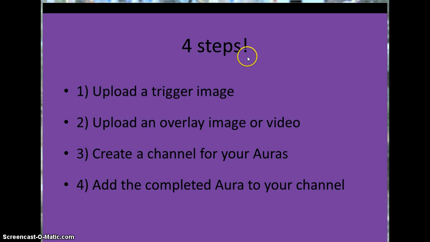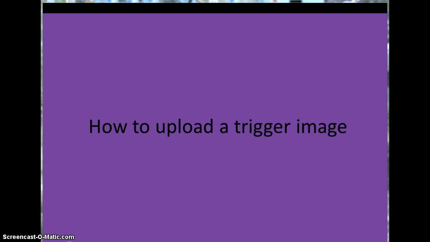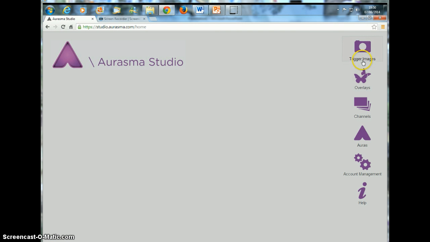There are basically 4 steps that will lead you to create your own aura. The first one is to upload a trigger image. A trigger image is an image that will be detected when a user views it through the camera. When it is detected, an overlay will appear. Let's look at how to create a trigger image and how to upload it onto Aurasma.